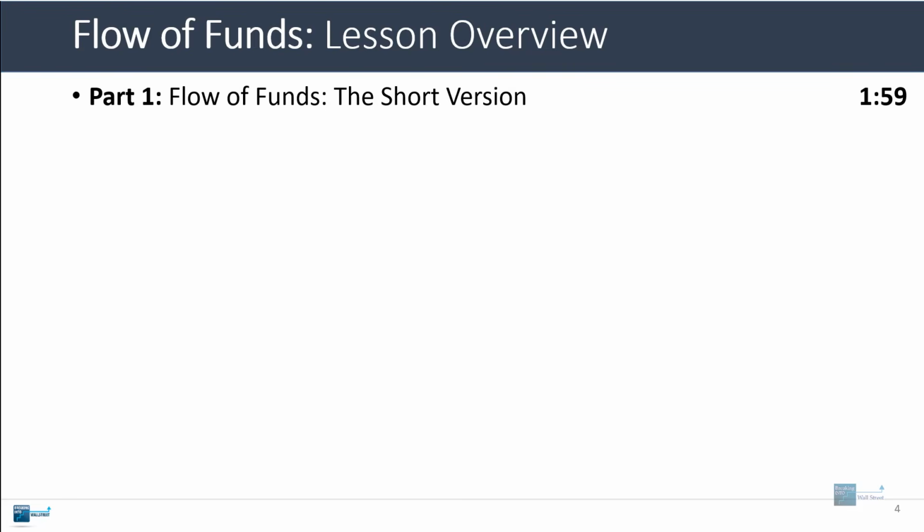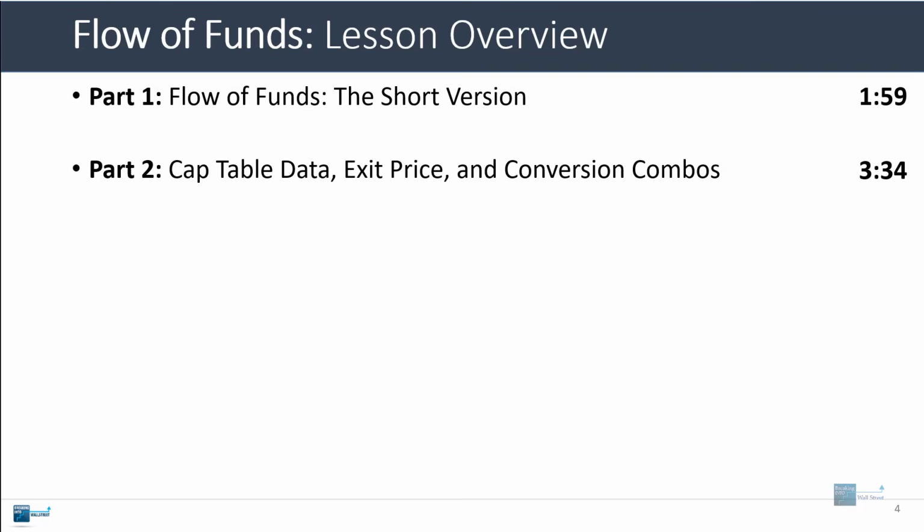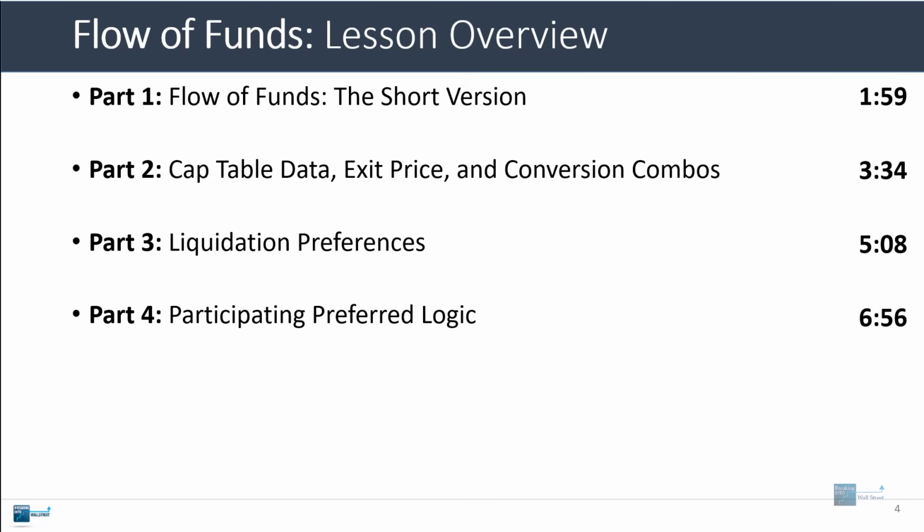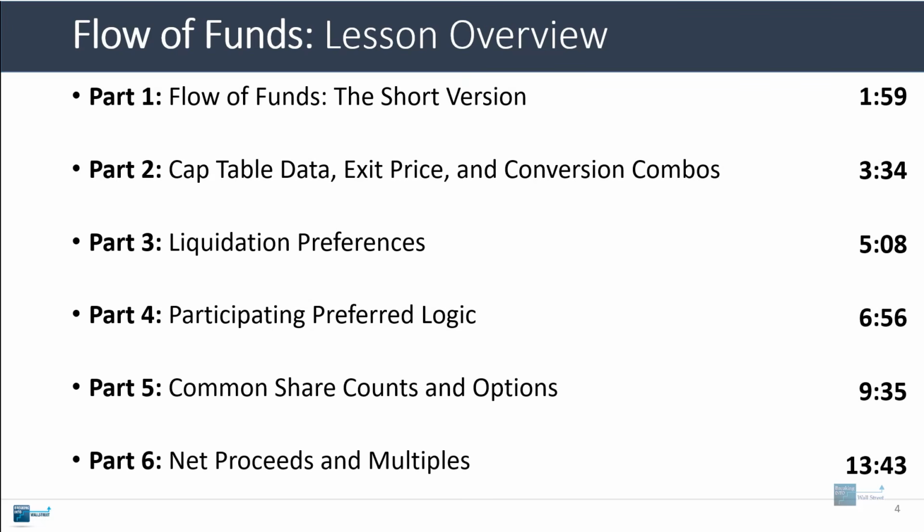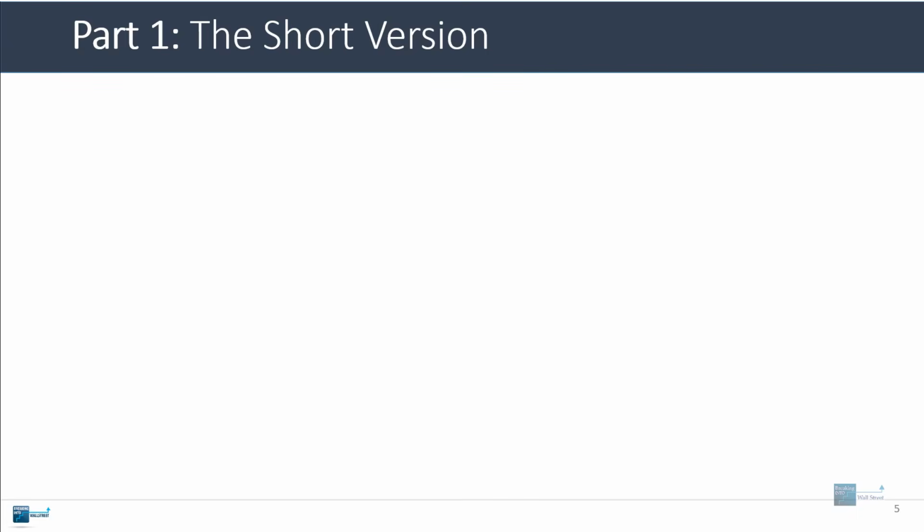So in this lesson, I will start by giving you the short version. We'll go into the cap table data, the exit price and conversion combinations. Then we'll talk about the liquidation preferences, the participating preferred formulas and logic. We'll look at the common share counts and options, and then go through the net proceeds and multiples. And for most of this, I'm going to just stick to Excel because I think it's a little bit pointless to go back and forth between Excel and slides here because you just really need to see the formulas for most of this. So let's start with the short version.